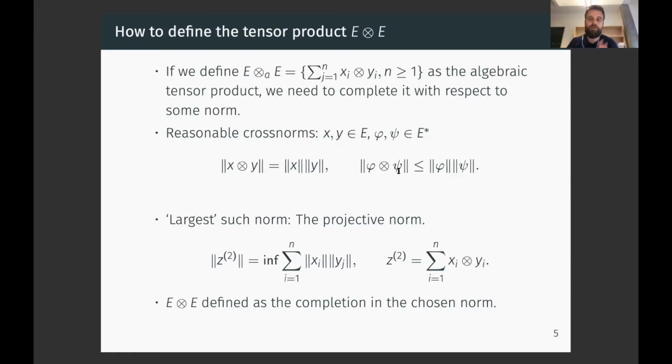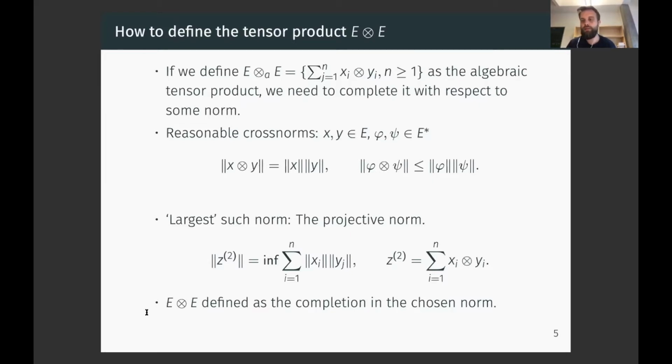And the largest cross norm, or the one that gives the smallest extension, however you want to extend it, think about it, is called the projective norm, which is that you see all the ways you can write an element in the algebraic tensor product, all the ways you can write it as a finite tensor product, and then you take the incremental lengths of all of these. And then you define the tensor product as the completion with respect to this norm.